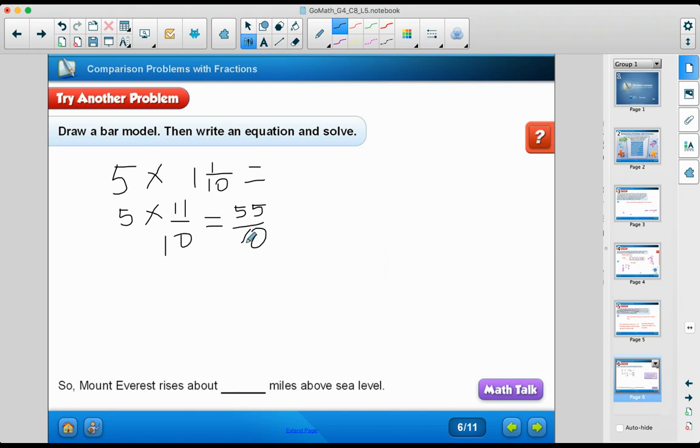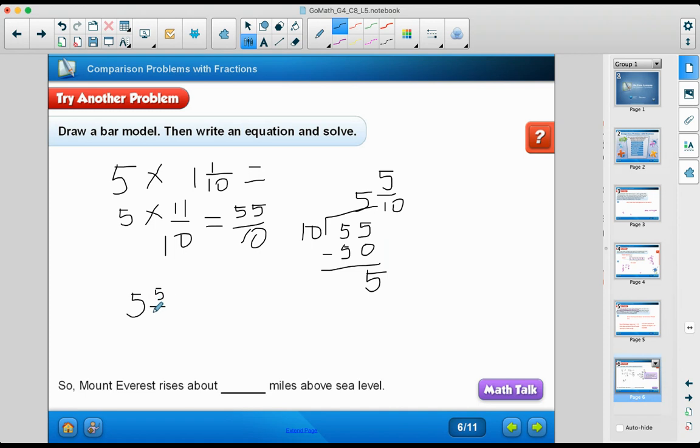I cannot leave the answer like this. It's an improper fraction. So I need to divide 10 into 55. 10 goes into 55 5 times. 10 times 5 is 50. I need to subtract that. 5. I have no more numbers, so this is my remainder, 5 tenths. So the answer is 5 5/10.